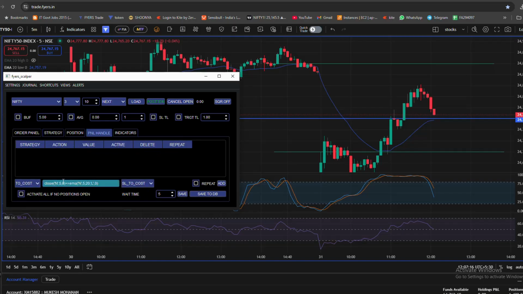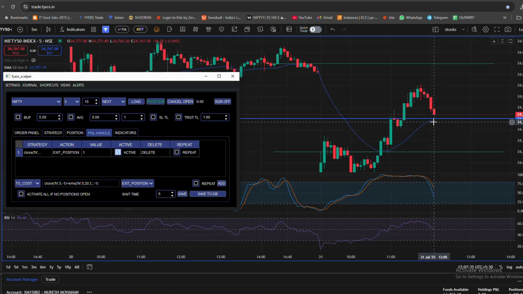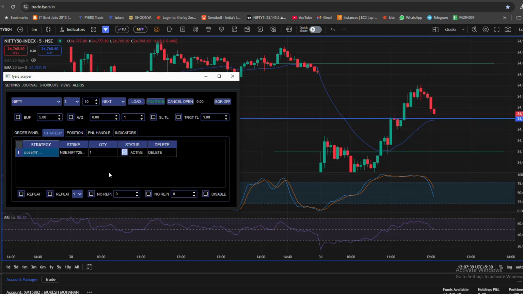Here I have added, instead of 0, you just change it to -1, and -1 tells the previous candle has closed below the EMA. And the exit position is added. So we have added the exit condition: when the price closes below this low EMA, I will exit the order. Okay, let's see how the trade works.